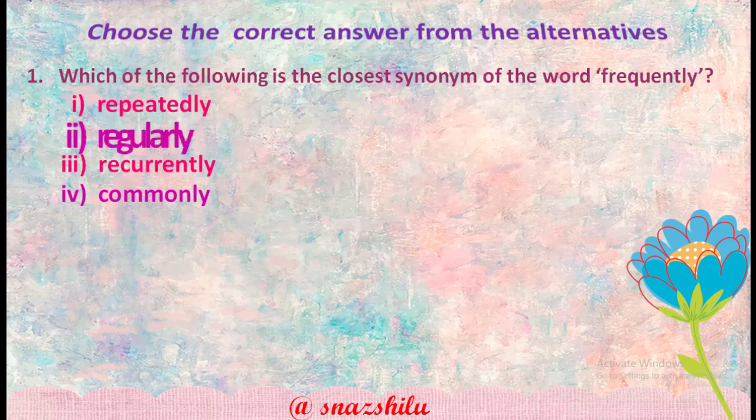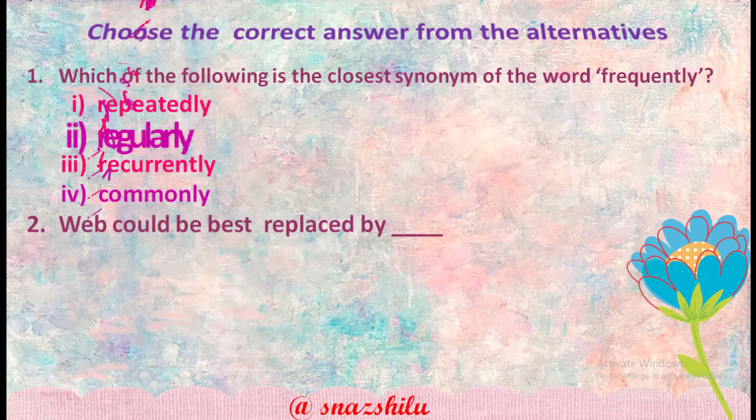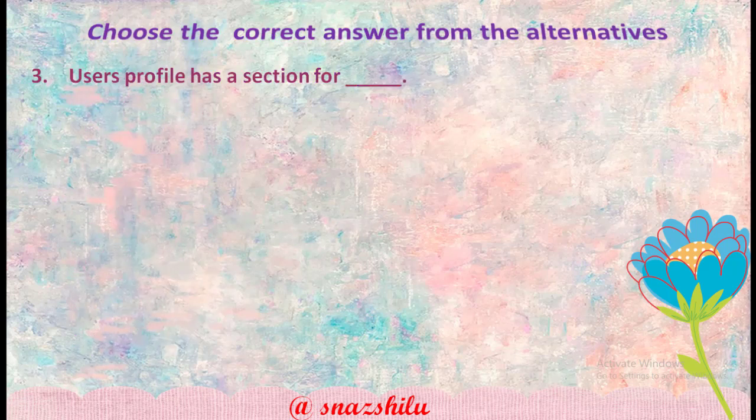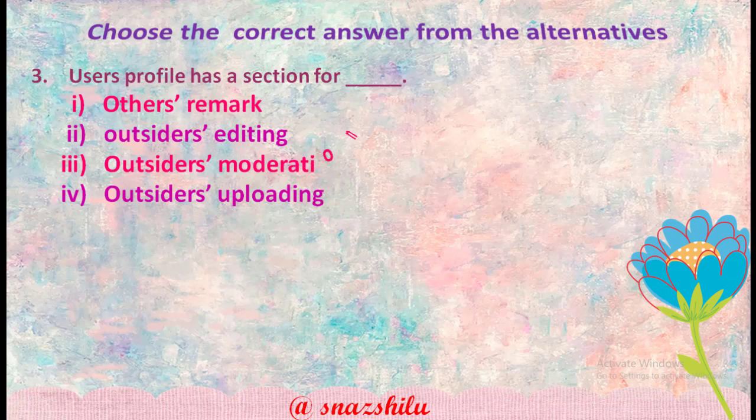Okay, dear students, are you with me? I think you are. Now, number 2, web could be best replaced by, here are 4 options, texture, adventure, wonderful, and worried. And the best answer is texture. Let's go to the number 3. User's profile has a section for, and the options are others remark, outsiders editing, outsiders moderation, outsiders uploading. And the answer will be others remark.